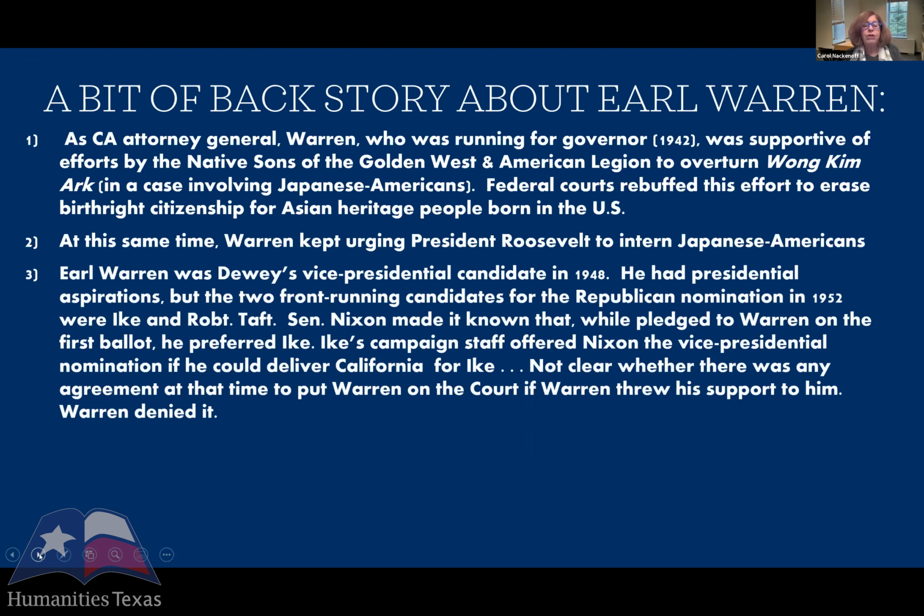Earl Warren was Dewey's vice presidential candidate in '48. He wanted to become president, but the two front-running candidates for the Republican nomination in '52 were Ike and Robert Taft. Senator Nixon made it known that while pledged to Warren on the first ballot, he preferred Ike. Ike's campaign staff offered Nixon the vice presidential nomination if he could deliver California for Eisenhower. And it's not clear whether there was any quid pro quo to put Warren on the court if Warren threw his support to Ike, and Warren denied this.